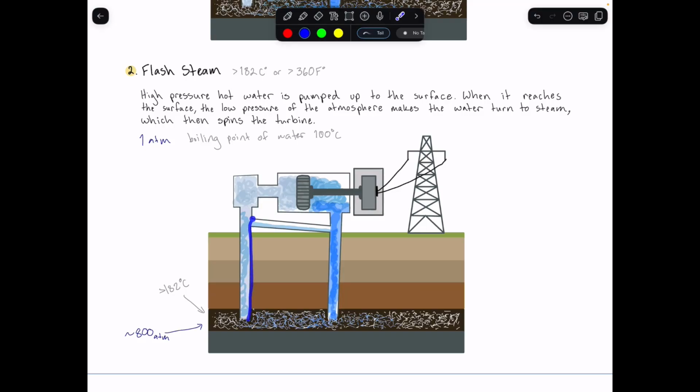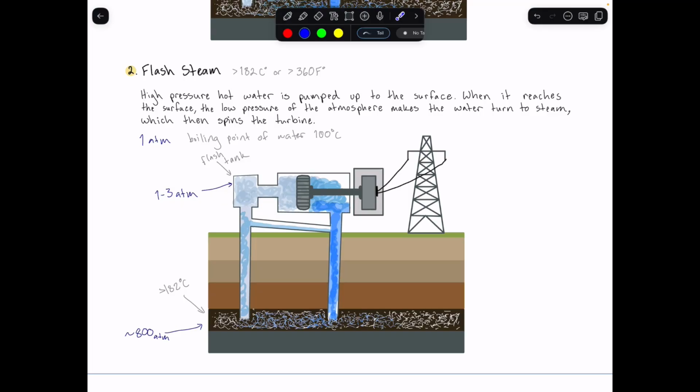But then as the water is pumped up to what is called a flash tank. A flash tank here. In the flash tank, from the bottom, which is at about 800 atmospheres, to the flash tank, it's at about 1 to 3 atmospheres. So it's at a much lower pressure when it gets to the flash tank here. And so when it arrives at the top, it is a mix of steam and water.